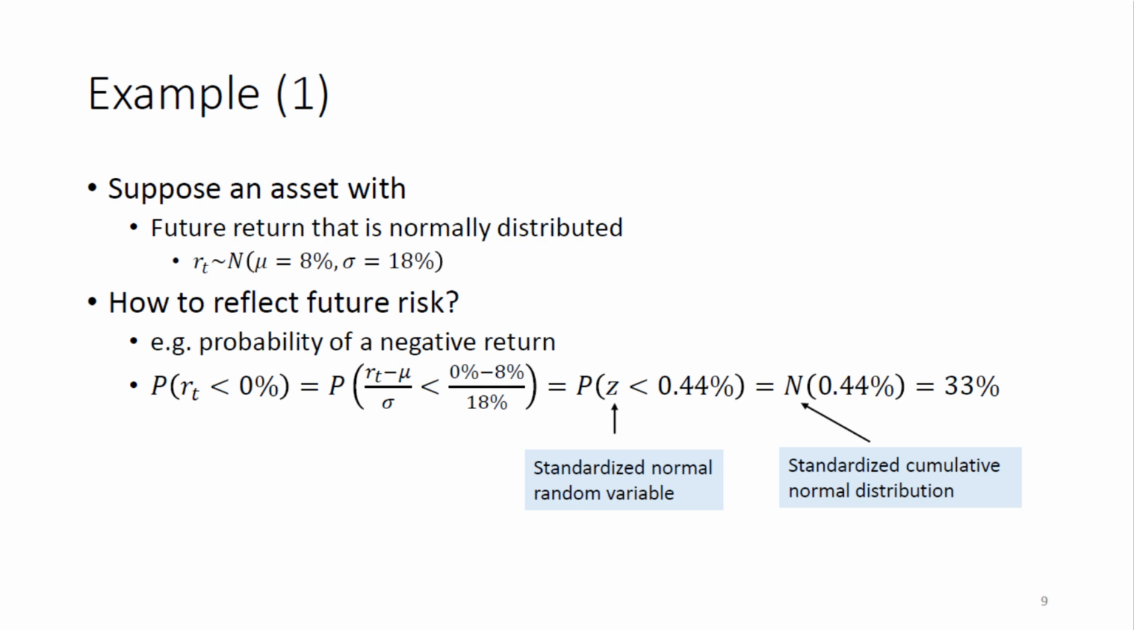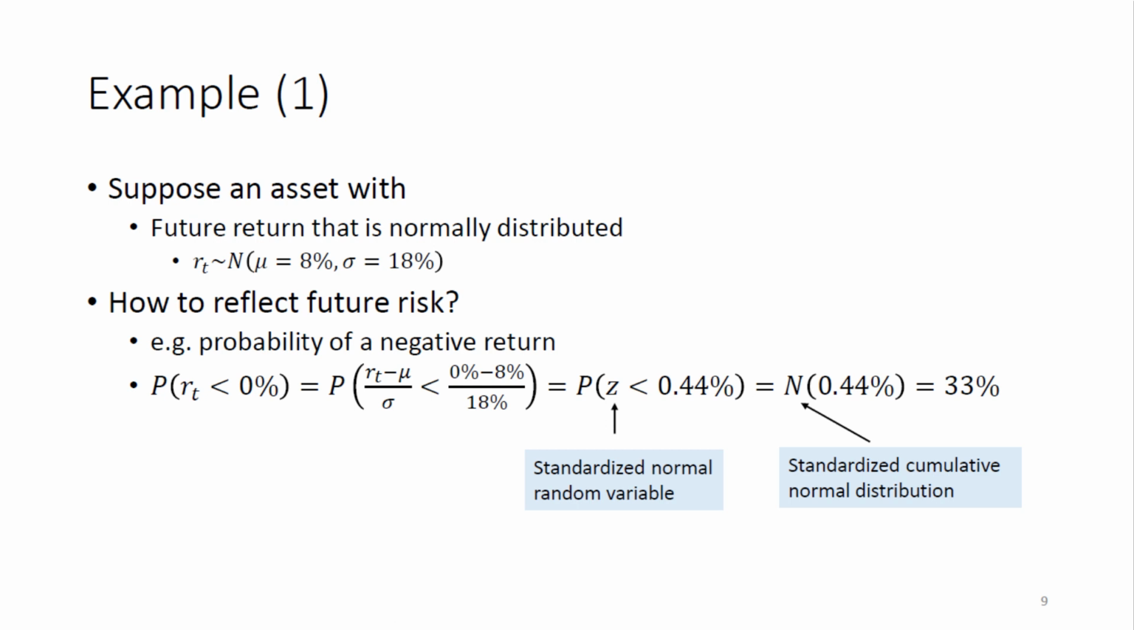Suppose that we do know, one way or the other, that the expected return of a financial asset has a mean of 8%, denoted with mu equal to 8%, and a standard deviation of 18%, that's the sigma here. So how does that help you to reflect future risk? Well, you could do that in two ways.